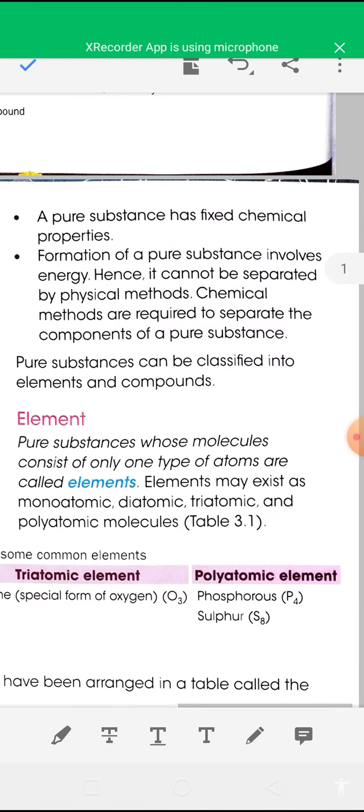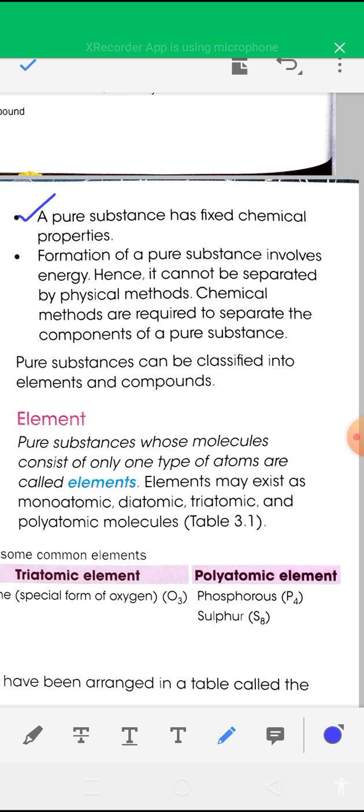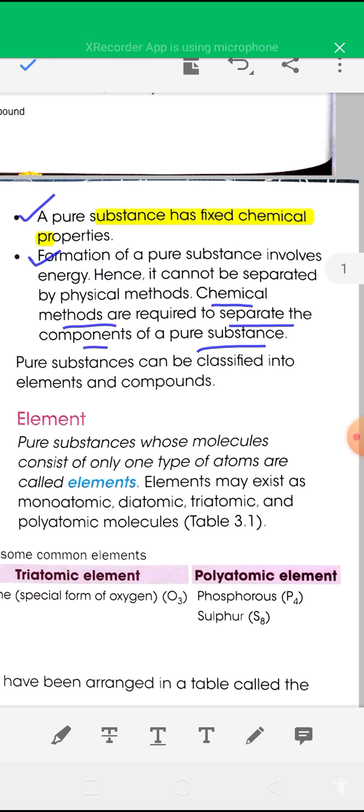Next characteristic of pure substance: a pure substance has fixed chemical properties. And next point, formation of a pure substance involves energy, hence it cannot be separated by physical methods. The components of a pure substance cannot be separated by physical methods, but you can separate them using chemical methods. So these are some characteristics of pure substances.